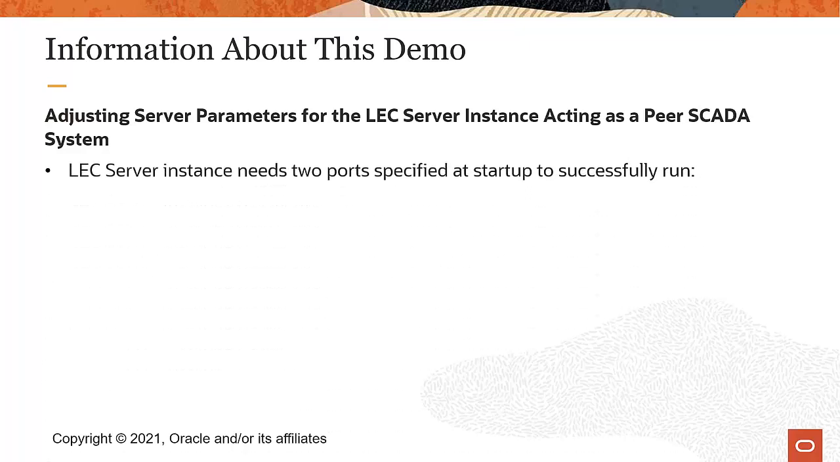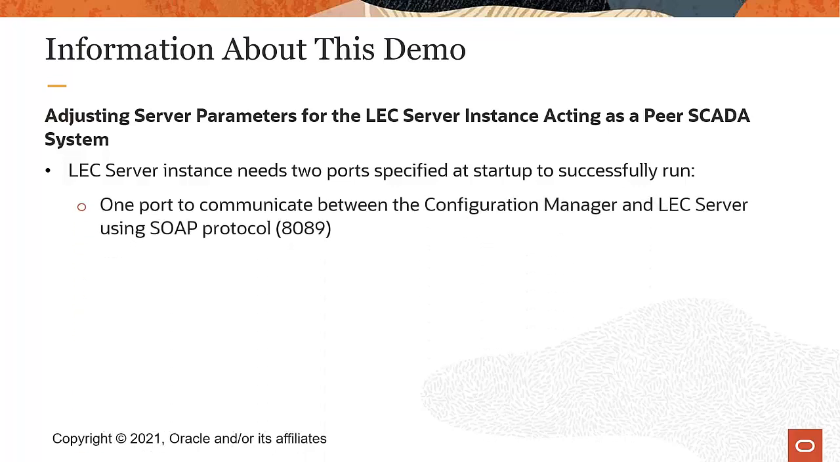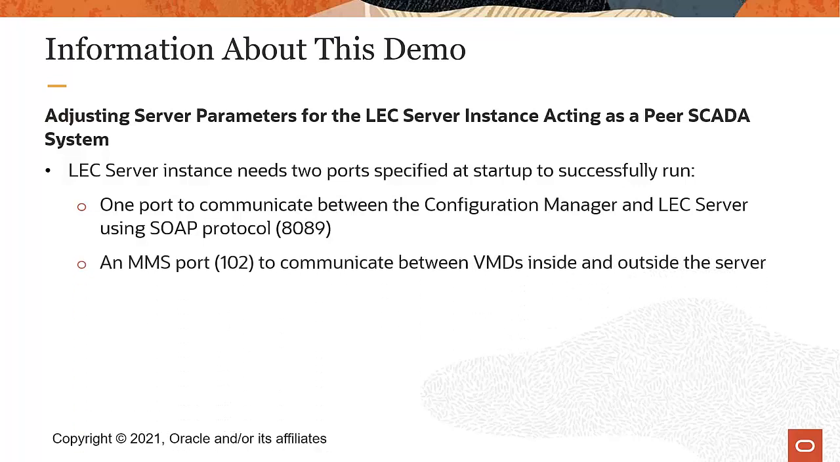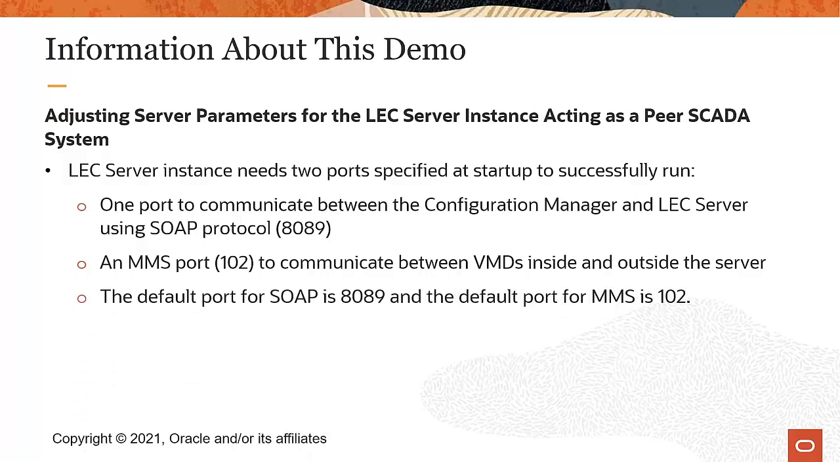Each LEC server instance needs 2 ports specified at startup to successfully run. One port is used to communicate between the configuration manager and LEC server using a simple object access protocol or SOAP protocol. The other port, the manufacturing message specification or MMS port, is used to communicate between the virtual manufacturing devices or VMDs inside and outside the server. The default port for SOAP is 8089 and the default port for MMS is 102. These are the parameters that the LEC server will use when running the CFG LEC server instance.